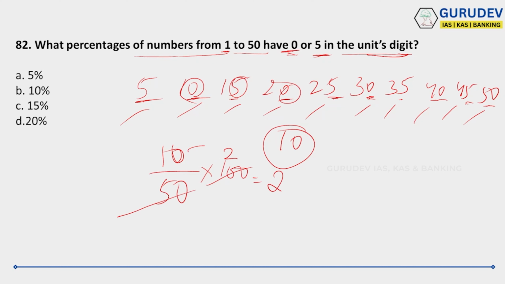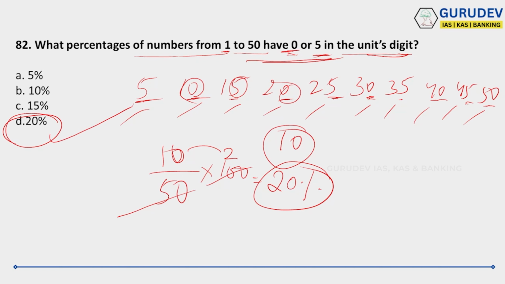Nothing but 10 into 2, which is how much? 20%. 20% of the numbers have 0 or 5 in their unit digit place. Okay, that is nothing but option number D will be the right answer.